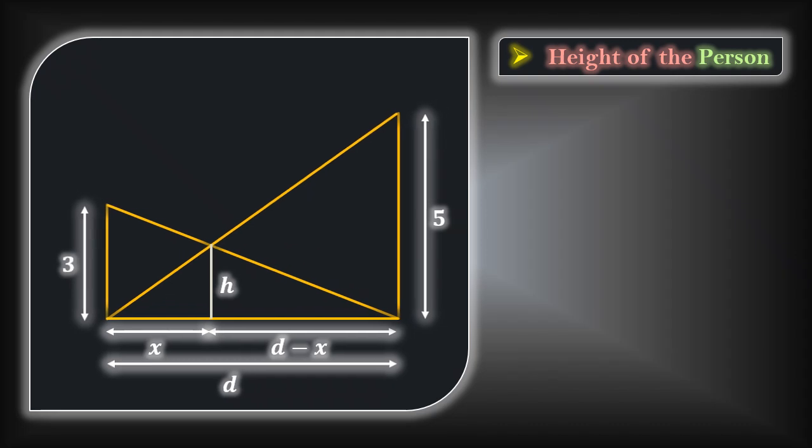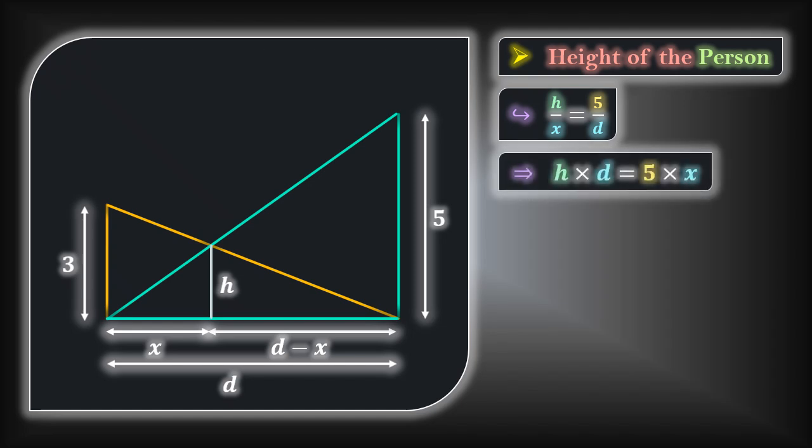Now let us consider the two parallel lines representing the wall of height 5 units and the height of the man, together with the two secant lines intersecting them. According to the theorem of Thales, we can conclude that the ratio h divided by x is equal to the ratio 5 divided by d. By performing cross multiplication between these two fractions, we obtain h multiplied by d is equal to 5 multiplied by x.